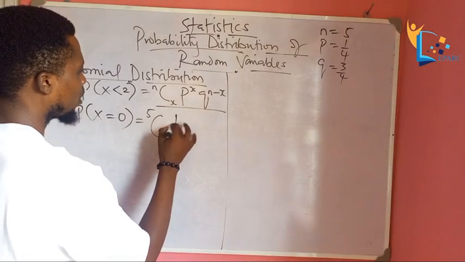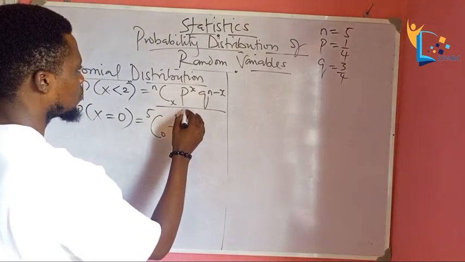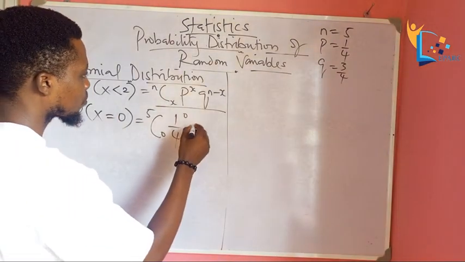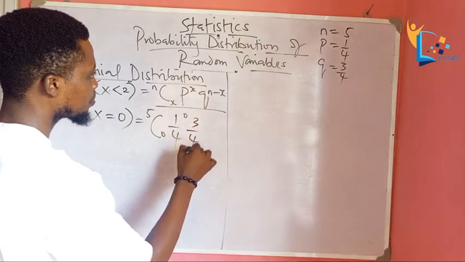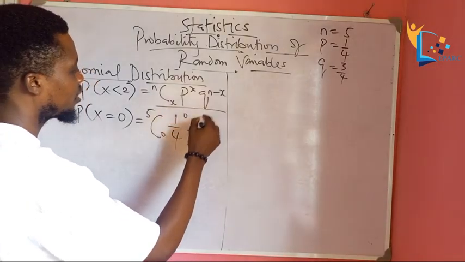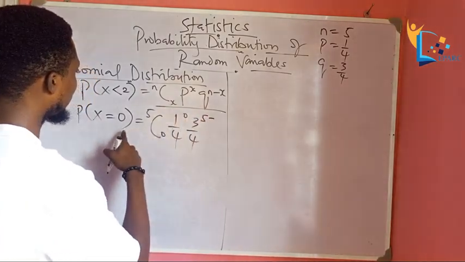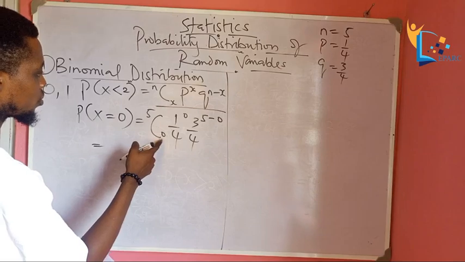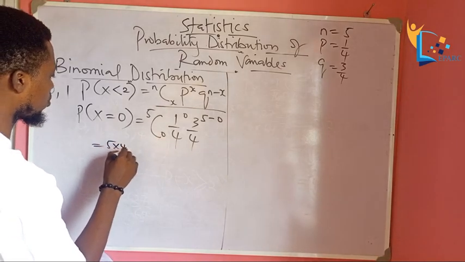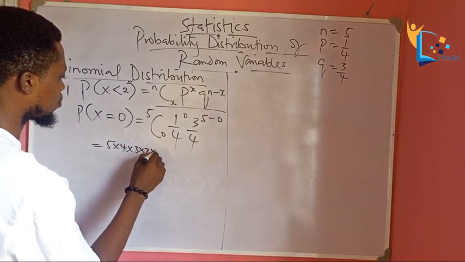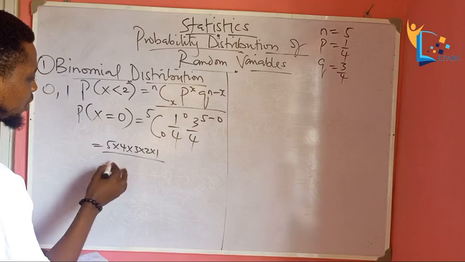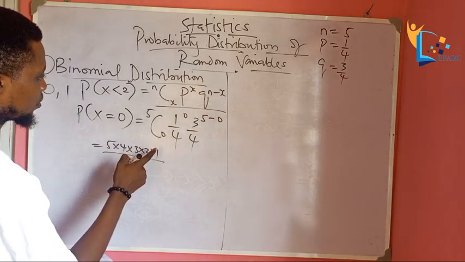P is 1 over 4, x is 0. Q is 3 over 4. N minus x is 5 minus 0. Okay? So 5 combination 0 will give us 5 times 4 times 3 times 2 times 1, then 5 minus 0 factorial, and 0 factorial is 1.